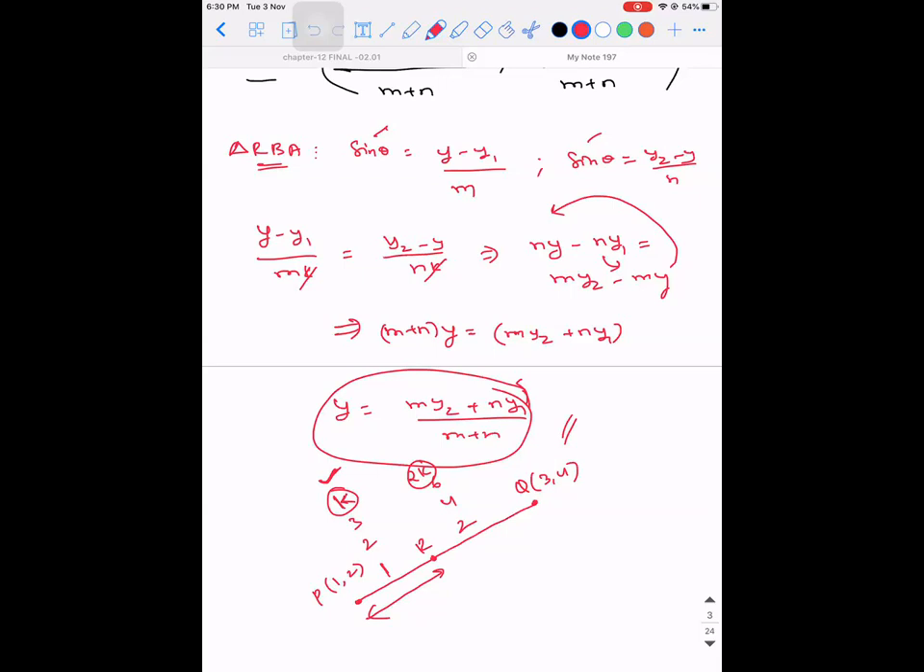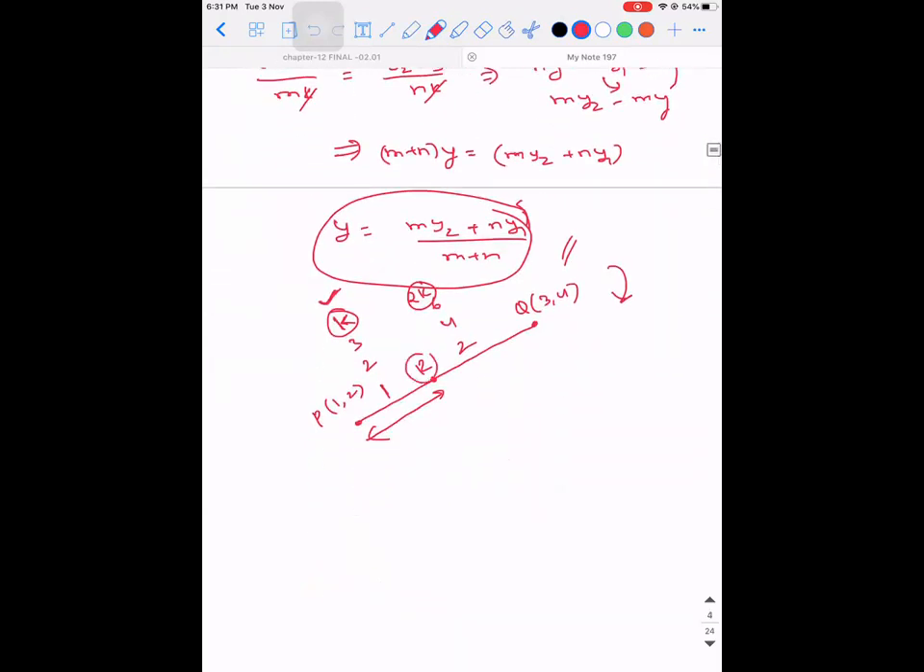Sir, so Z-axis we won't have, sir? Z-axis you are going to take. See, when you extend the concept to 3 dimensions, you are going to get (mz2 + nz1) by (m + n), provided the point R is internal to it.